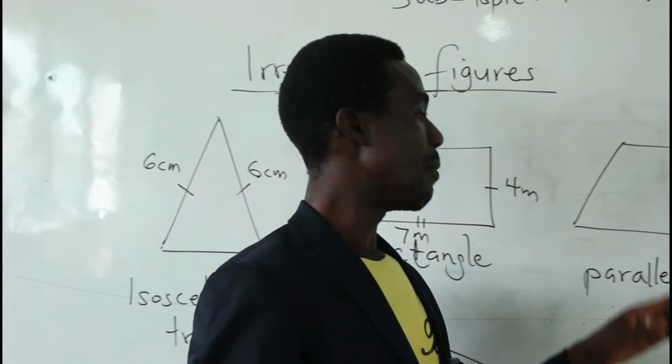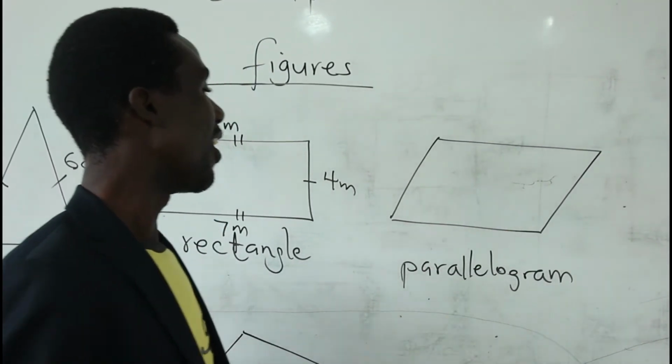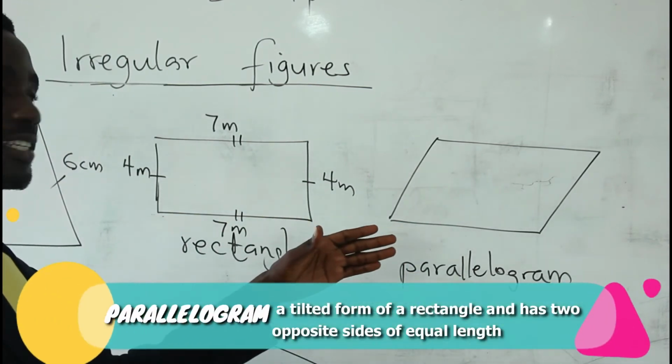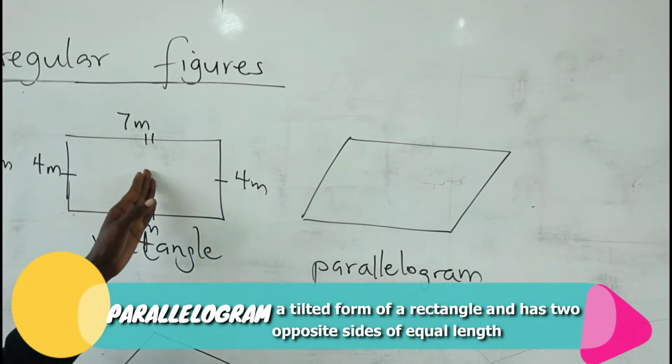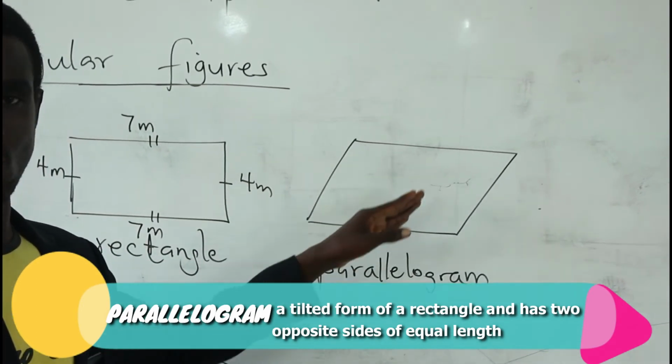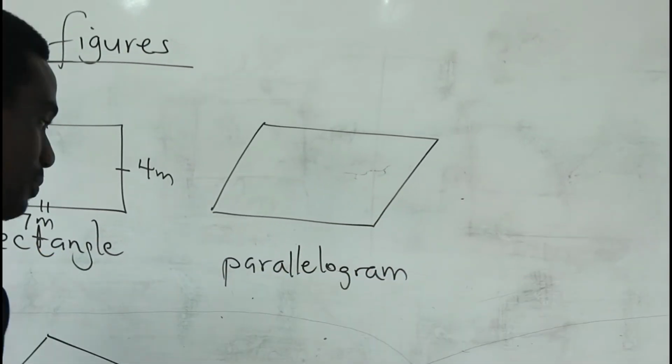Then a parallelogram. Be careful when you mention it. Now, this is just a tilted form of a rectangle. And so, just as a rectangle, two opposite sides are equal. This side and then this side are equal to each other.